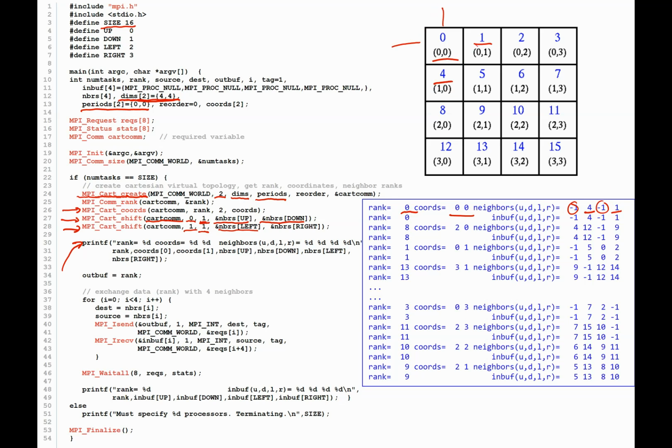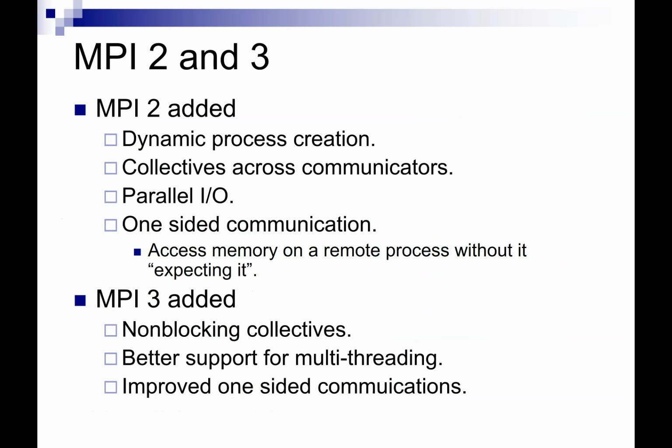Now if you're some other process, let's say your process 10 over here, then your coordinates are going to be 2, 2, and then your up, down, left, right neighbors are going to be 6 up, 14 down, and then 9, and then 11. So this is how you use these topology creation operators. All right, so we're almost done here.